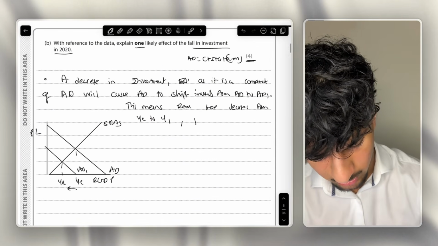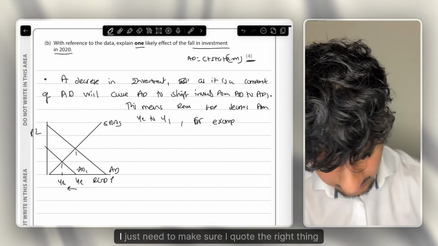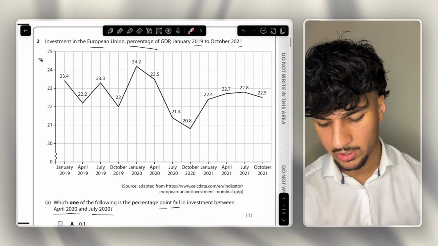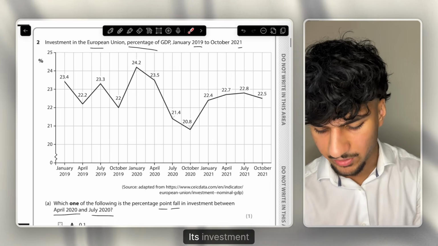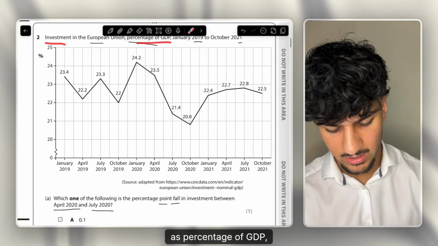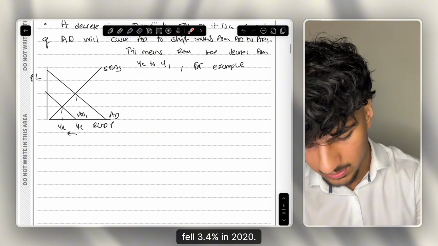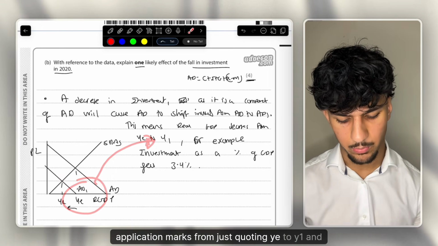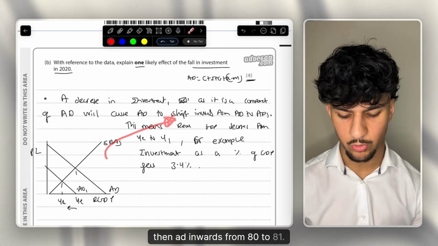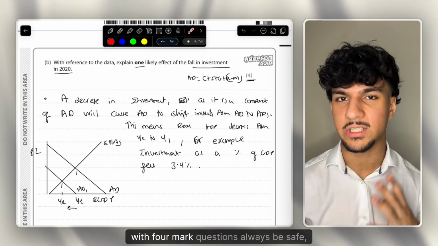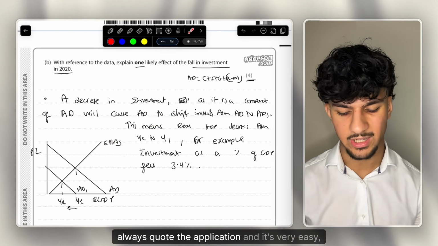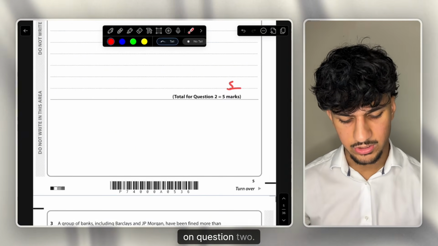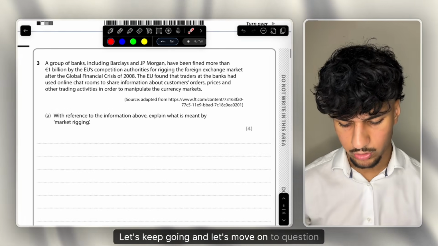So for example, I just need to make sure I quote the right thing here, and that's one big thing they're going to be looking at for your application. GDP didn't fall 3.4%. It's investment as a percentage of GDP that fell 3.4% in 2020. Now, I would have probably picked up the application marks from just quoting YE to Y1 and then AD inwards from AD to AD1. But of course, with 4-mark questions, always be safe. Always quote that application, and it's very easy, very quick to do. So yeah, that's how to get 5 out of 5 marks on question 2. Let's keep going and let's move on to question 3.